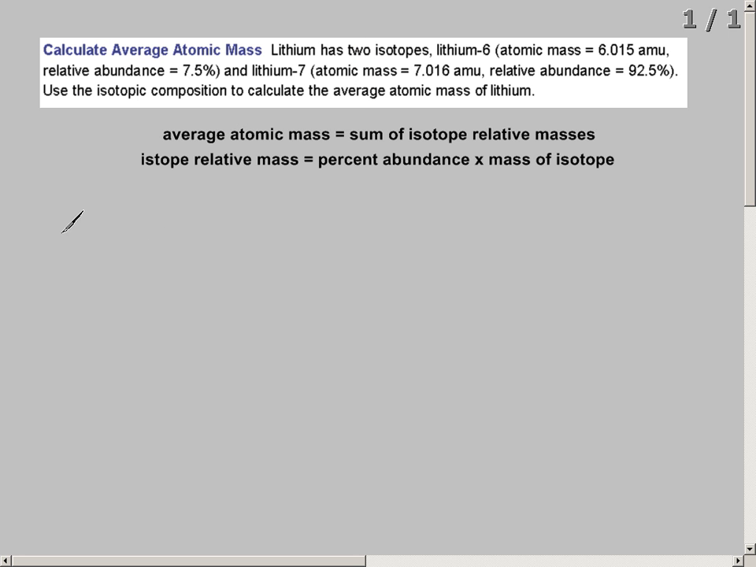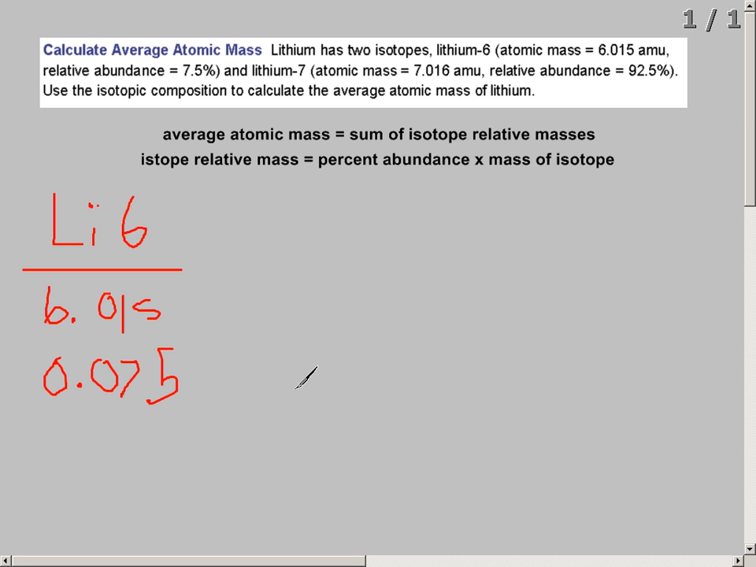So for lithium-6, we know it has a mass of 6.015 and a relative abundance of 0.075. All I did was take the percent and move the decimal point to the left twice to put it back in decimal form.